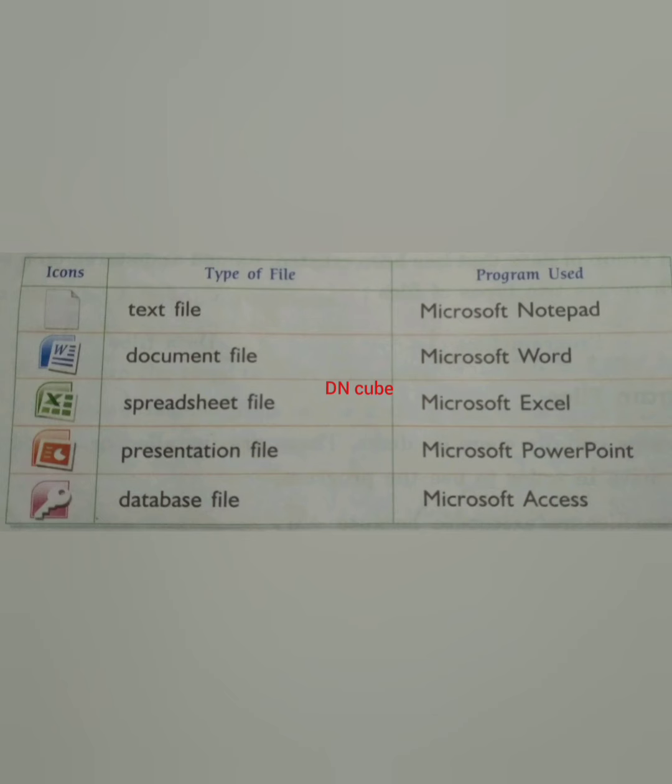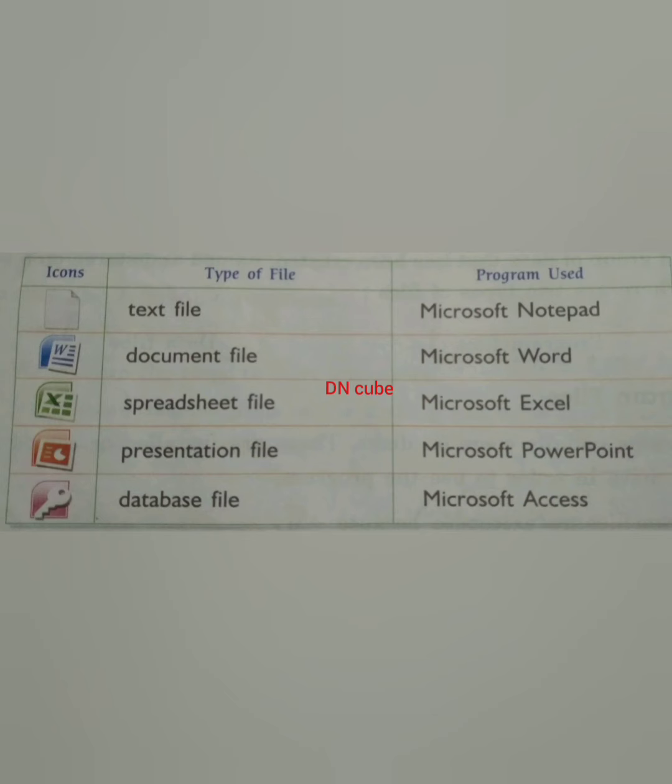Last one is the database file for Microsoft Access. The program which we use is Microsoft Access, and the type of file is database file, which we use for storing our information, storing data, and this is the file icon. The small image with the key is the file icon for Microsoft Access.